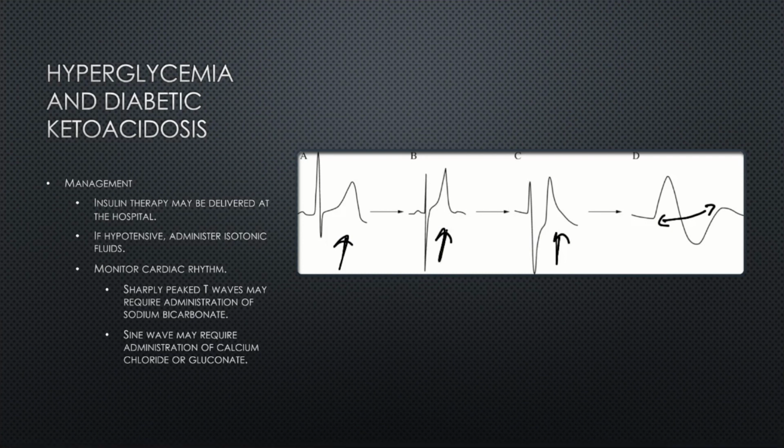Complications of DKA are frequently associated with its management, so infusion of insulin may lead to hypoglycemia. Hypokalemia may result when insulin shifts potassium back into the cells, and then cerebral edema may occur if blood glucose levels shift too rapidly, so it's more prevalent in your pediatric patients.